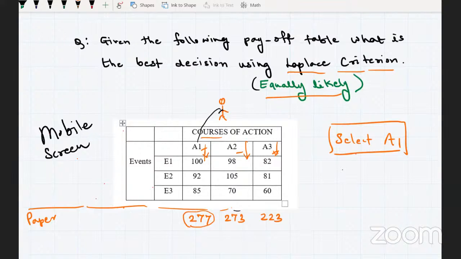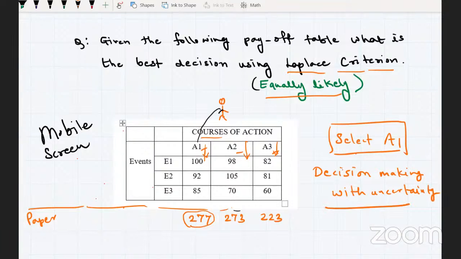Another point is when probabilities, do you see probabilities in the table? No, there are no probabilities given in the table. This is the situation of decision making with uncertainty. और दूसरा कौन सा होता है? It is decision making under risk. And in that which method you have? EMV method.